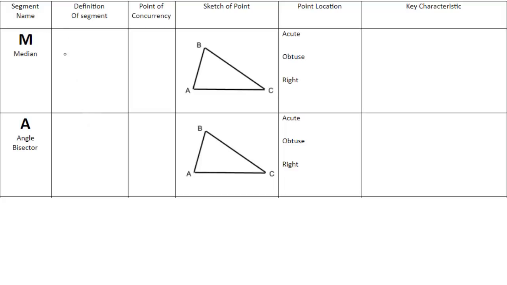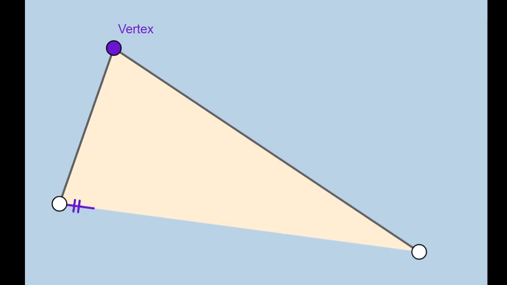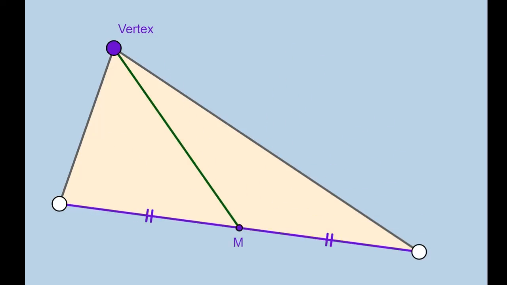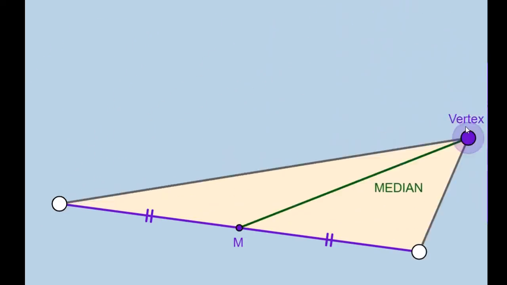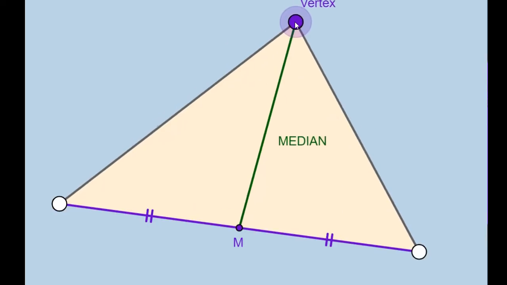All right, let's start by filling out this chart here. A median. A median is a line segment that goes from the vertex of a triangle to the midpoint of the opposite side. So if I got this cut in half and I draw a line from the vertex, that's a median. You'll notice that no matter what I do, the median is always going to be inside the triangle.